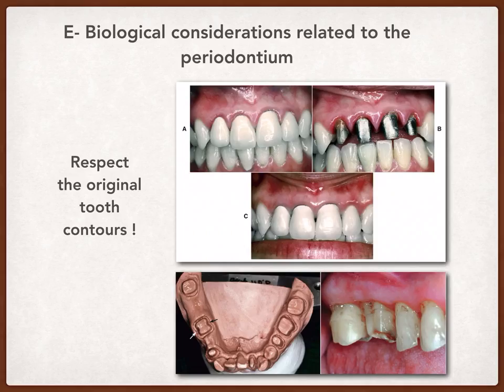Why? Because over contoured teeth will have some undercut areas and will act like plaque retention areas and subsequently lead to periodontal disease.